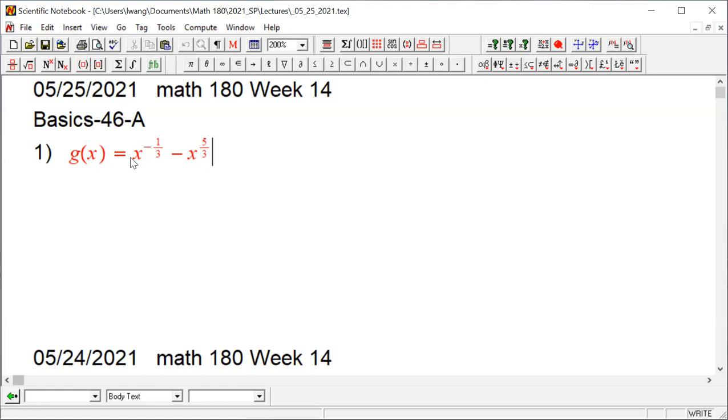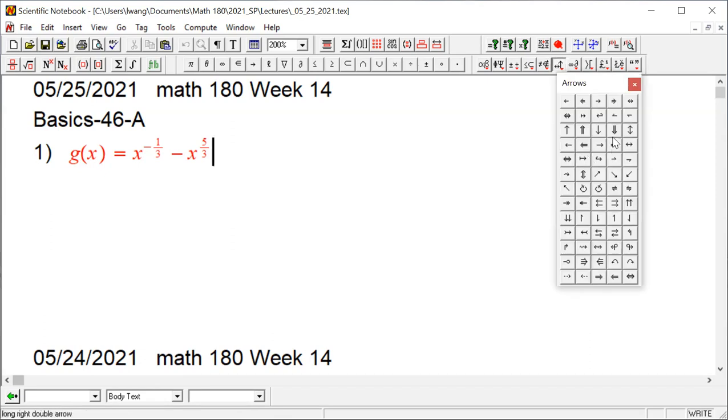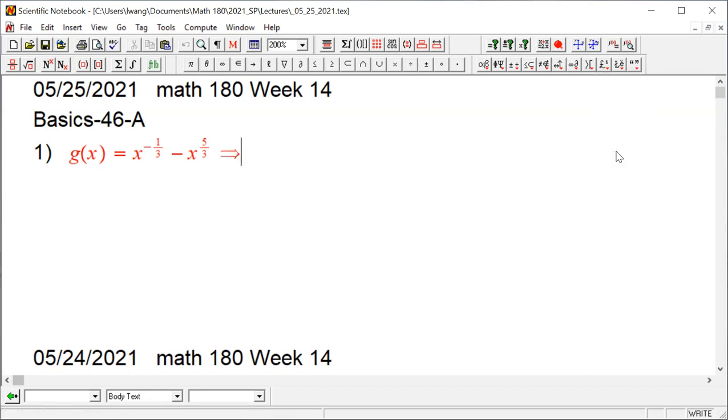So we want to simplify this. And the goal of simplifying this, then you say, well, doesn't this look simple enough? No, we don't view this as simple enough. We want factored form.